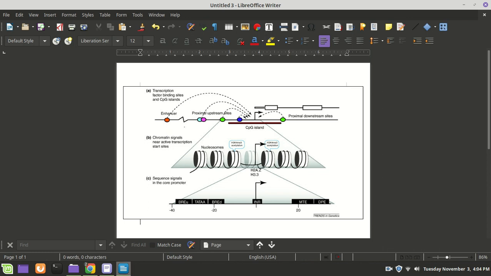Okay, in the previous video, we talked about transcription start sites, and we just barely touched on transcription factors. So here I'm going to do a short explanation of transcription factors, and we're going to talk about how they affect transcription and the functionality of the gene within the cell.